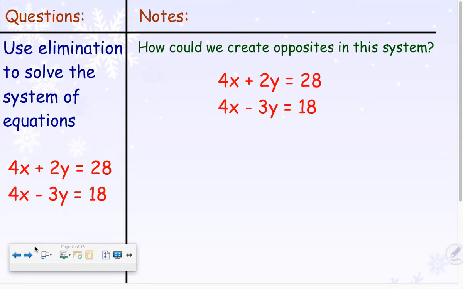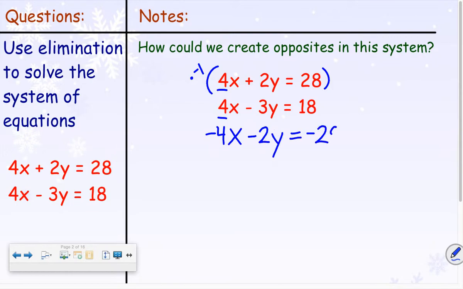We are close to having opposites with these 4s, but in order for them to make 0, one of them needs to be negative. 4 and 4 would make 8 right now. We need it to make 0. So I'm going to take one of the equations and times everything by negative 1. As long as you times everything by the same number, that's allowed. So 4 times negative 1 is negative 4. 2 times negative 1 is negative 2. 28 times negative 1 is negative 28.